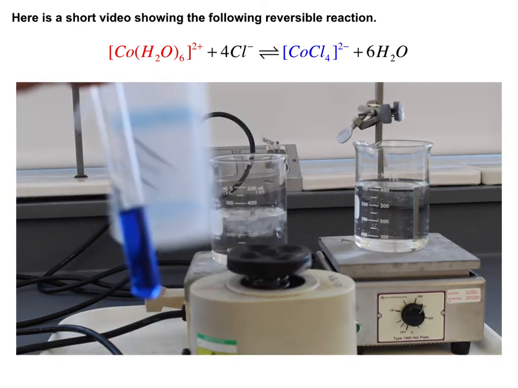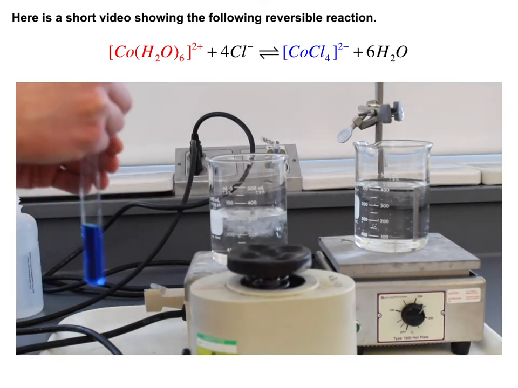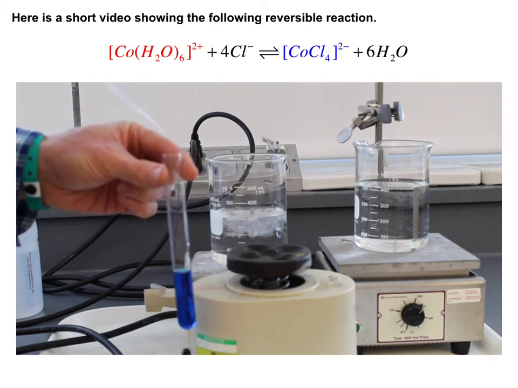And what we're going to do is add a little deionized water. And so we're going to go ahead and add the deionized water. And just before we do it, let's just recall what we said. We're on the product side. If we add water, water is a product, we should see a shift to the reactant side. So we should see a color change from blue to pink.